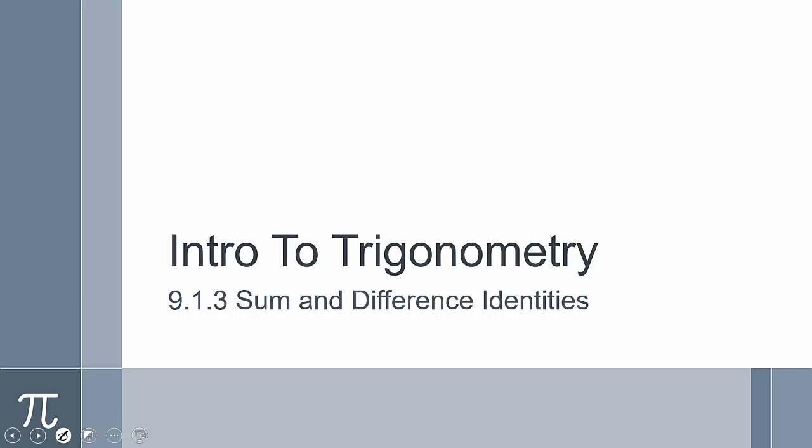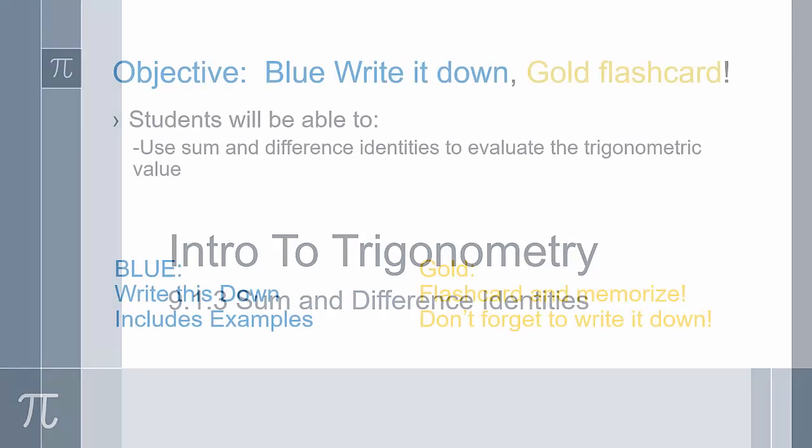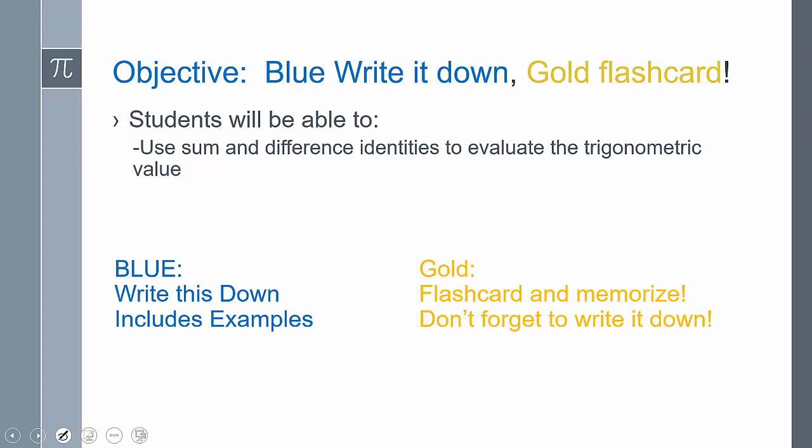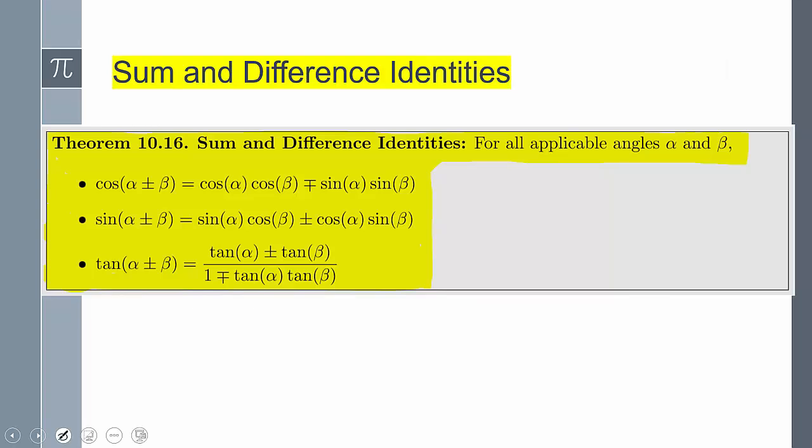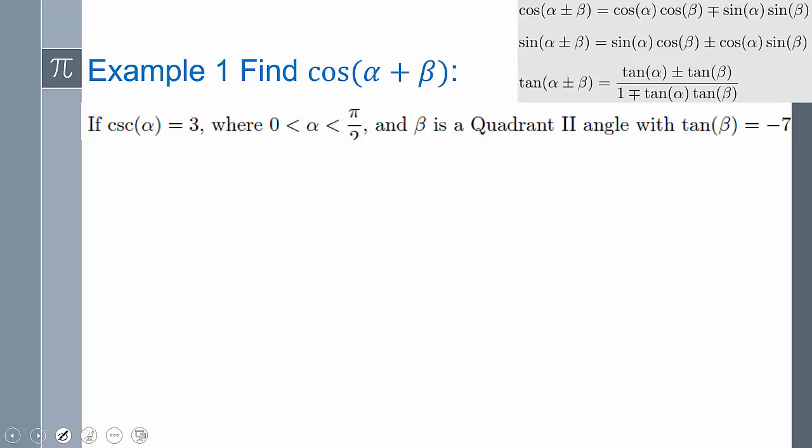This is section 9.13. We're going to take a look at sum and difference identities. We're going to use the sum and difference identities to evaluate the trig value. So just as a reference, these are our identities. They need to be memorized.